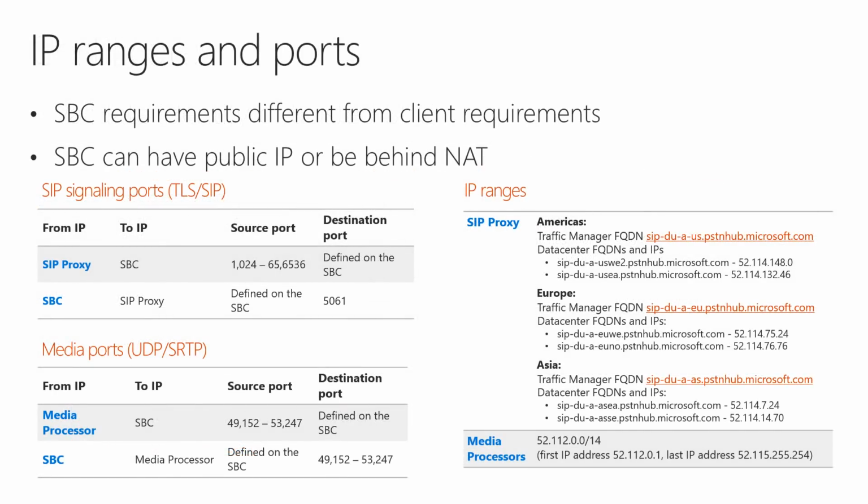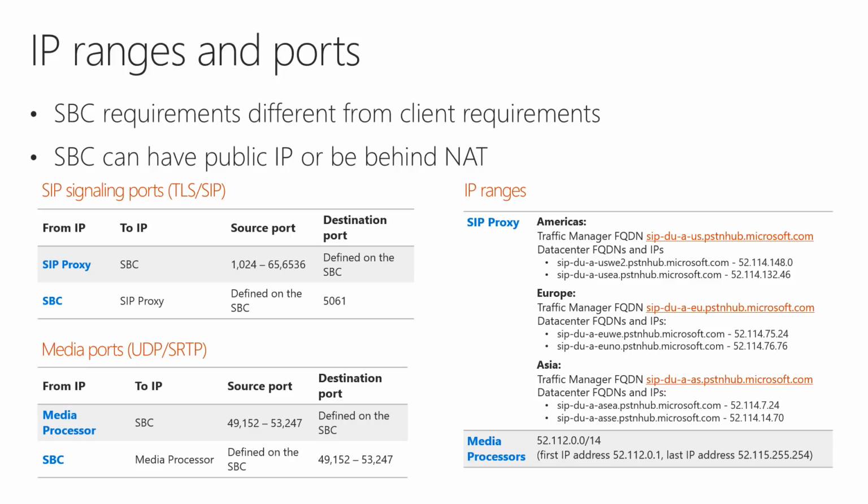When it comes to IP ranges and ports that you need to allow on your firewall, please note that the SPC requirements are different from client requirements. So clients will need to talk to different FQDNs and use different ports. What we can see here on the slide are just the requirements for the SPC. The SPC itself can have a public IP or can be behind the NAT.